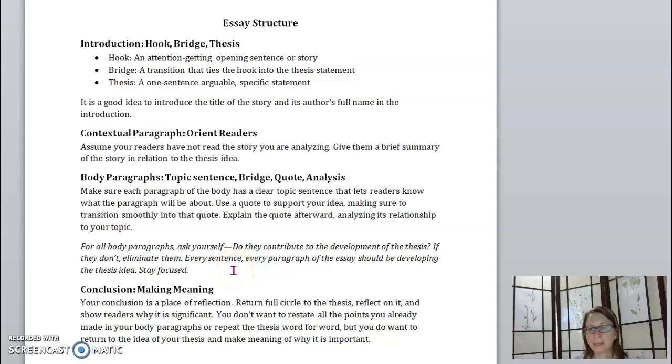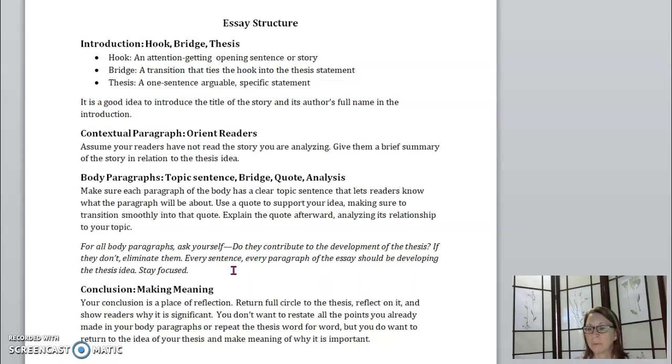As you write your essay, go back over each body paragraph and ask yourself this question. Do they contribute to the development of the thesis? If you have a body paragraph that does not contribute to the development of your thesis, you need to eliminate it. Every sentence, every paragraph of your essay should be developing the thesis idea. You need to stay focused.